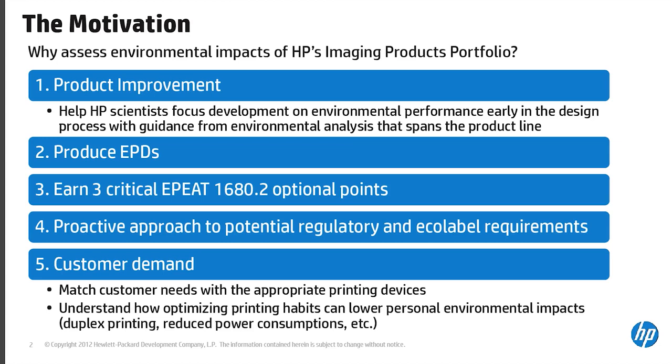From a very practical and business standpoint, it helps us earn 3 EPEAT points. EPEAT is an environmental eco-label for electronic products that's required by many contracts, particularly governments, in order to sell products to them. So getting 3 EPEAT points was a big motivator for us. It's a very good proactive approach to potential regulatory issues because you can see where the hot spots are going to be for carbon or for water and things like that.